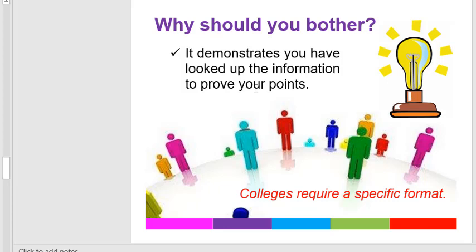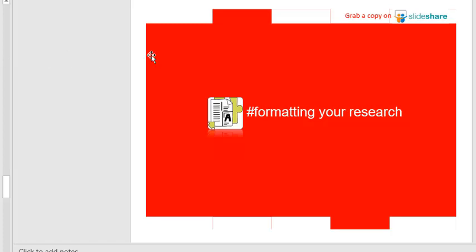Colleges require specific formats. This means that every college has a specific format, like journals, in which each journal has its specific fonts and its specific reference style that should be followed.